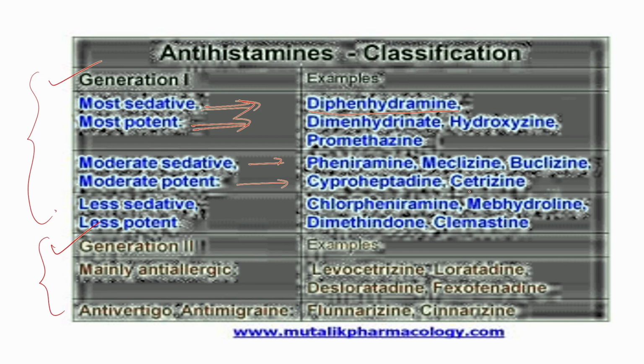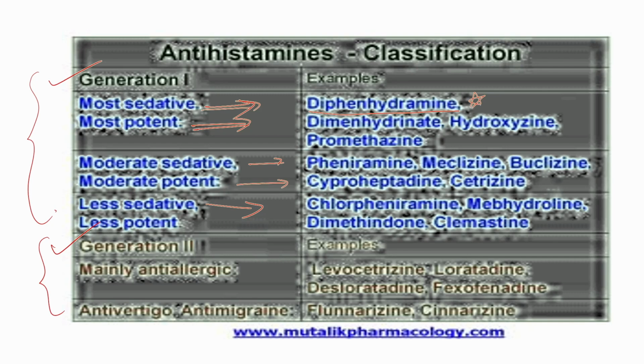cyproheptadine and cetirizine. Then less sedative generation 1 H1 antihistamine drugs are chlorpheniramine, then mebhydrolin. Then less potent are dimethindene and clemastine. So these are the different drugs. So the most important one is diphenhydramine, which is the most sedative one. This is an important drug.